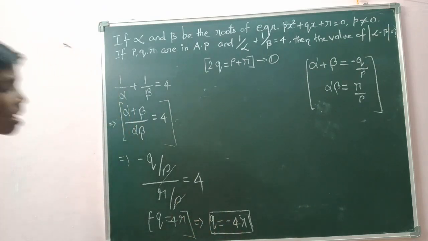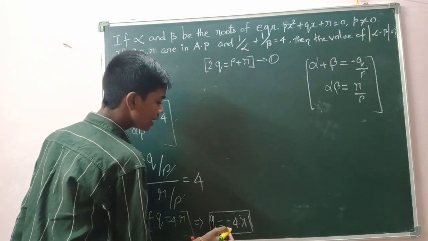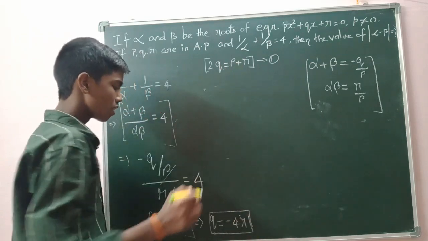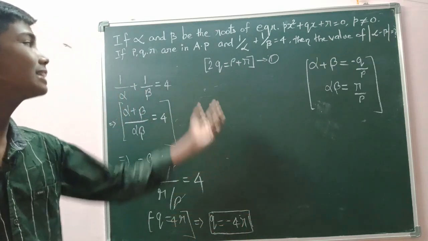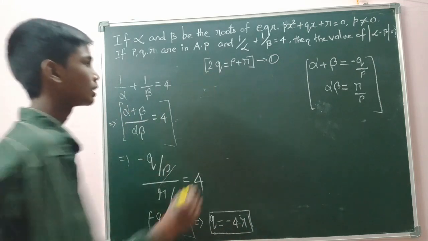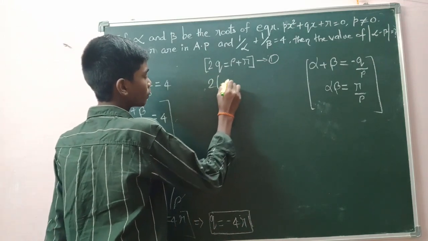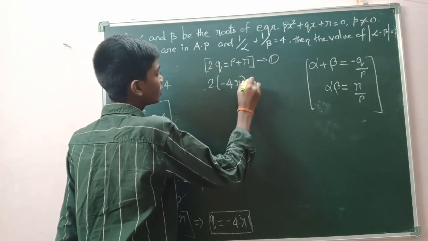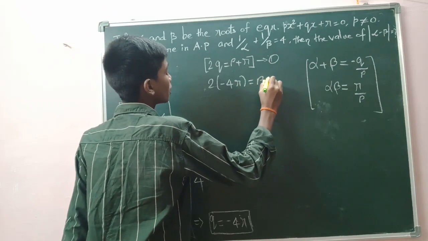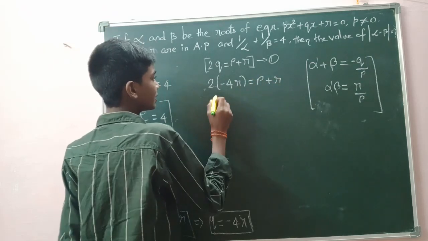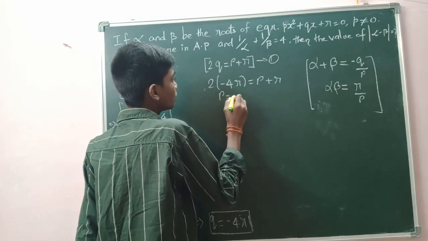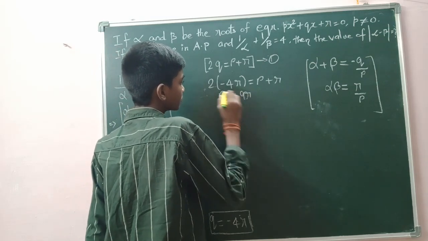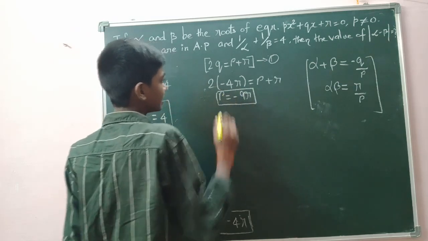Okay? And now, just put this particular equation in this. We know q is minus 4r, hence I can replace this q with minus 4r. So 2 into minus 4r will be equal to p plus r. So hence I will get p is equal to minus 9r. Correct or not? Think carefully and say.